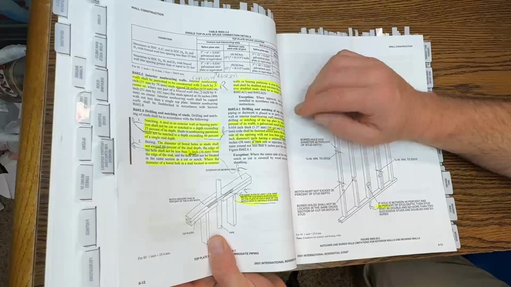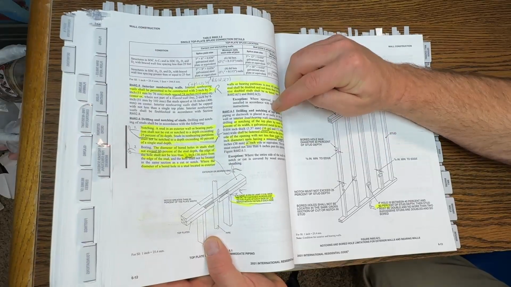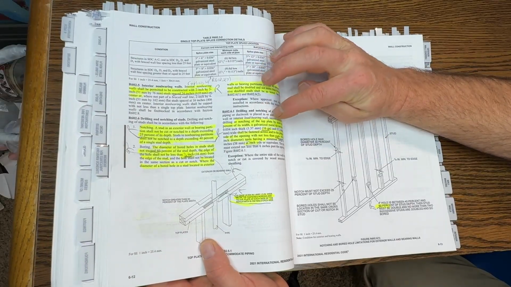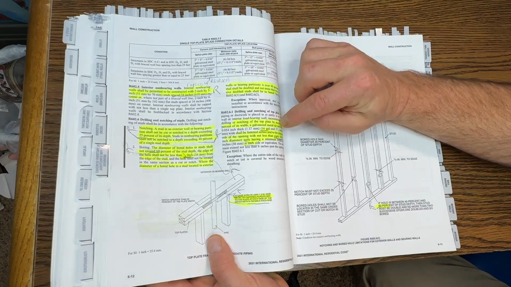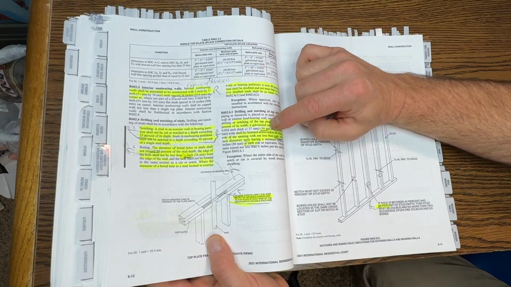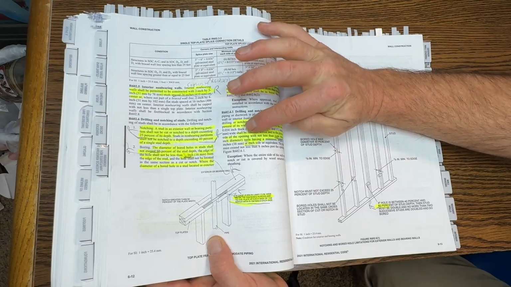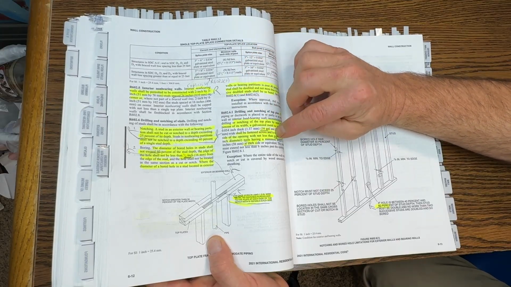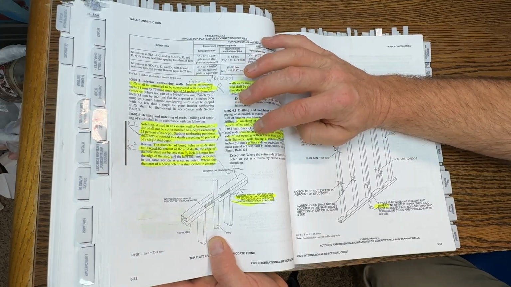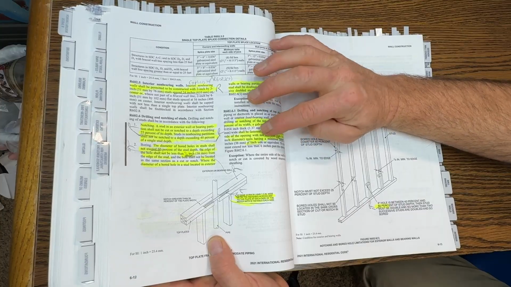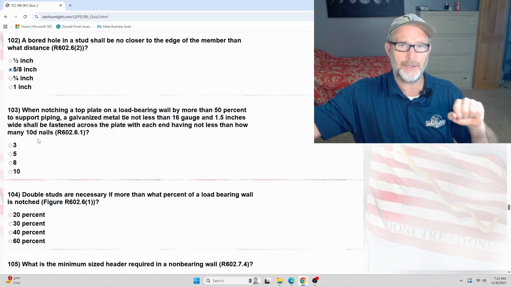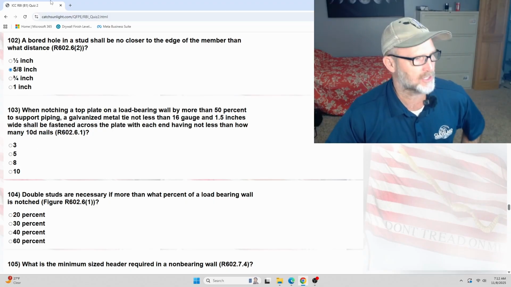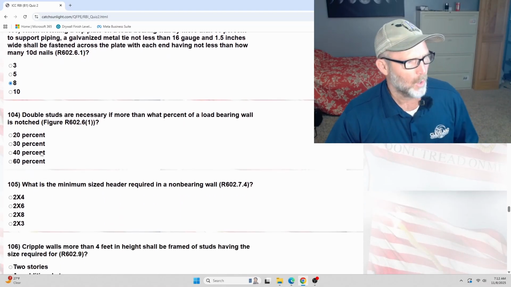602.6.1. Let's go ahead and read that. 602.6.1 right here. Where notching of the top plate by more than 50% of its width, a galvanized metal tie not less than 16 gauge, 1.5 inches wide on the opening with not less than eight 10D nails having a minimum length of blah, blah, blah at each side. So you need eight at each side. So that strip, I need eight here to cover that notched location. So just keep that in mind. It's very prescriptive.